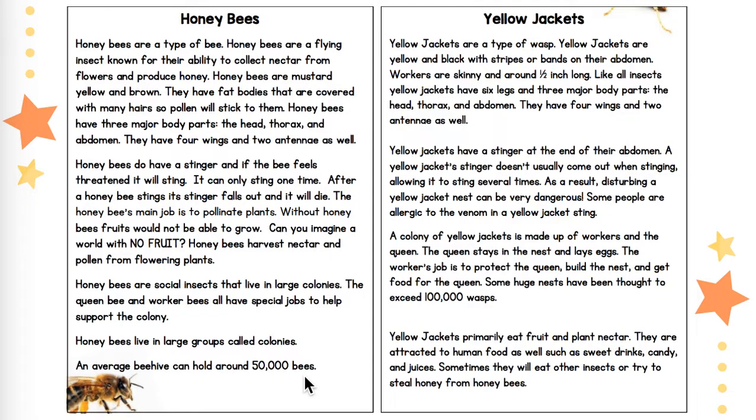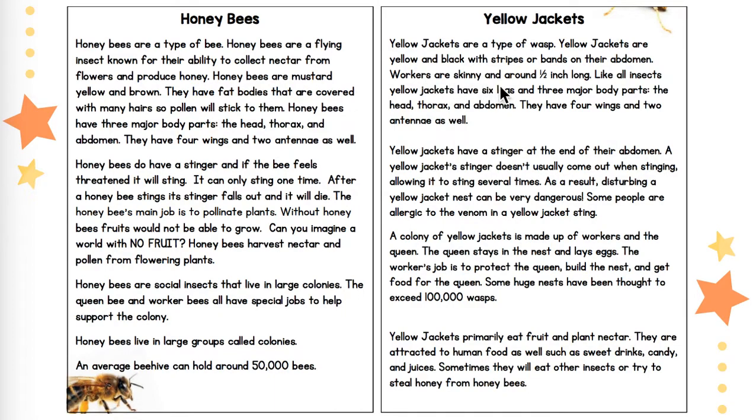Now, we're going to read this text about yellow jackets. Are you ready? All right, let's begin by reading the heading. Ready? Begin. Yellow jackets. Yellow jackets are a type of wasp. Yellow jackets are yellow and black with stripes or bands on their abdomen.